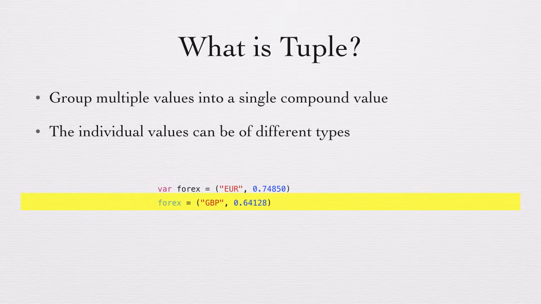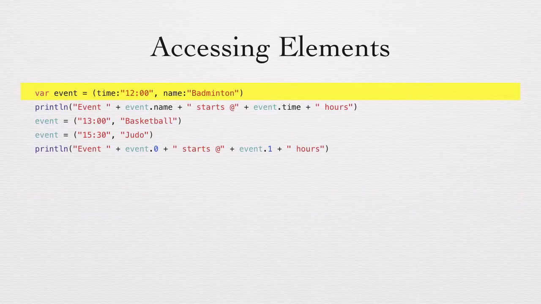Once created, you can change its contents anytime in your program code. This statement now sets the conversion factor for pounds. In this code, we create a tuple called event. It contains 2 elements, both are of string type. The first element is given the name time and the second one is called name. These names will be used later in the code to access the individual elements of the tuple. Here we access the values of the 2 elements using their assigned names and print those on the console.